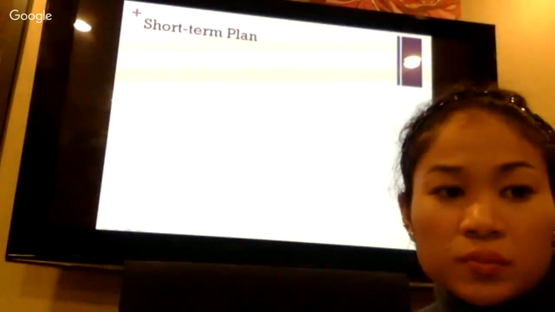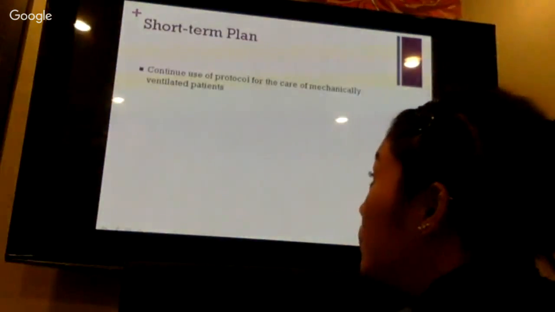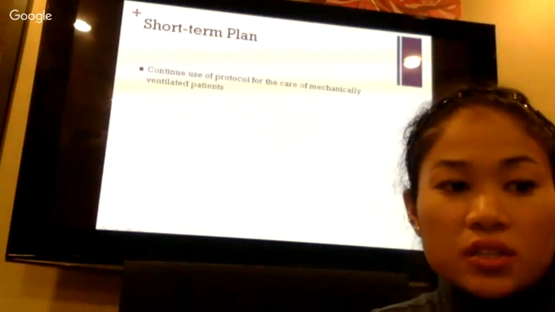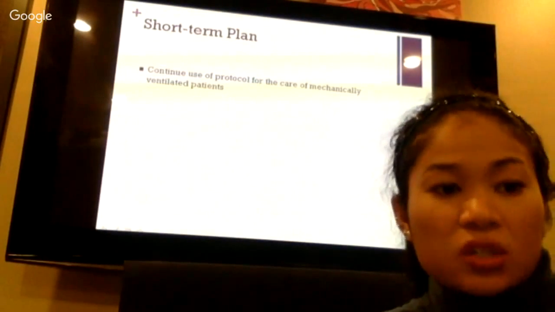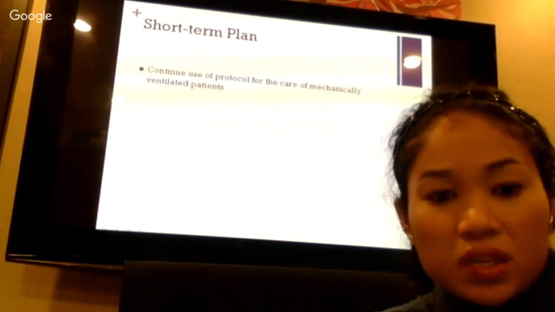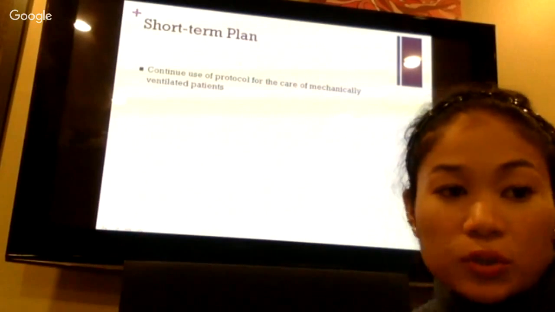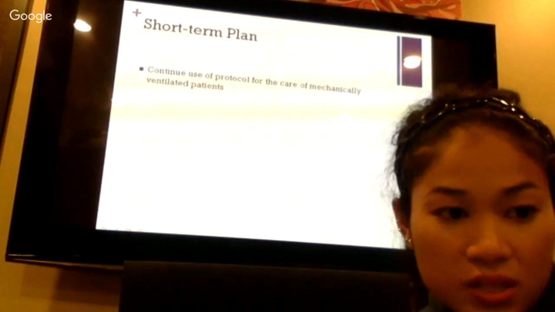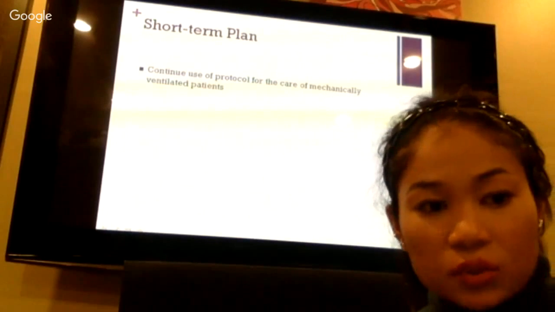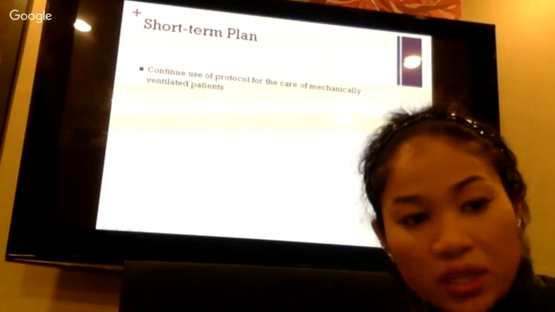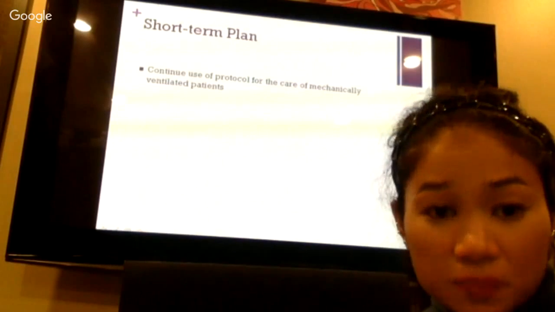So, short-term maintenance plans. This will include continuation of the use of this protocol for the management of patients who are mechanically ventilated. If the protocol continues to be a success in decreasing self-extubations after 3 months, I'm really hoping that its utilization will be continued.